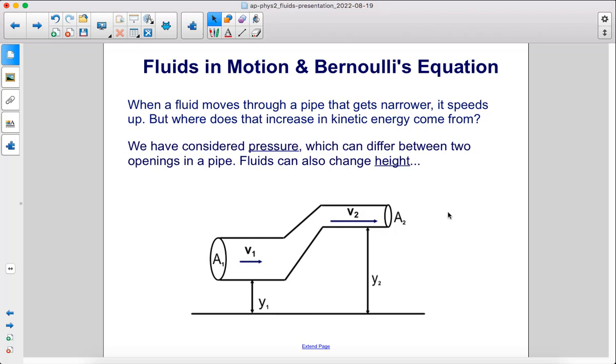When a fluid moves through a pipe that gets narrower, it speeds up. But where does that increase in kinetic energy come from? We've considered pressure, which can differ between two openings in a pipe. Fluids can also change height.